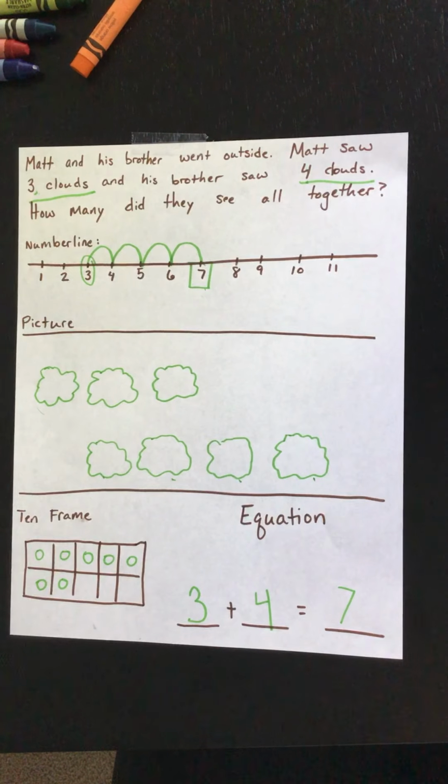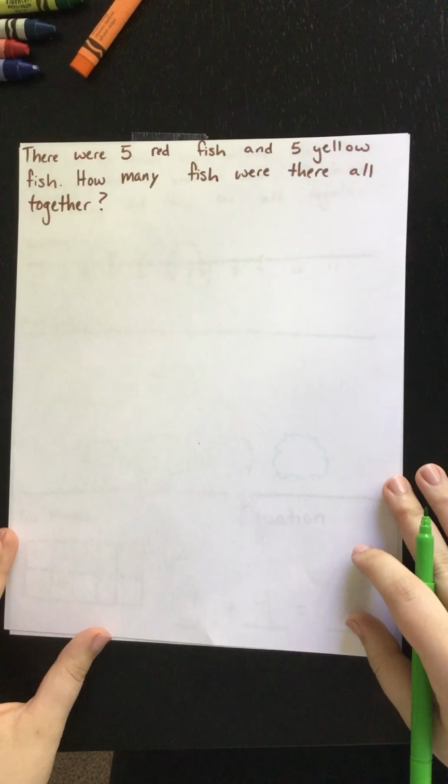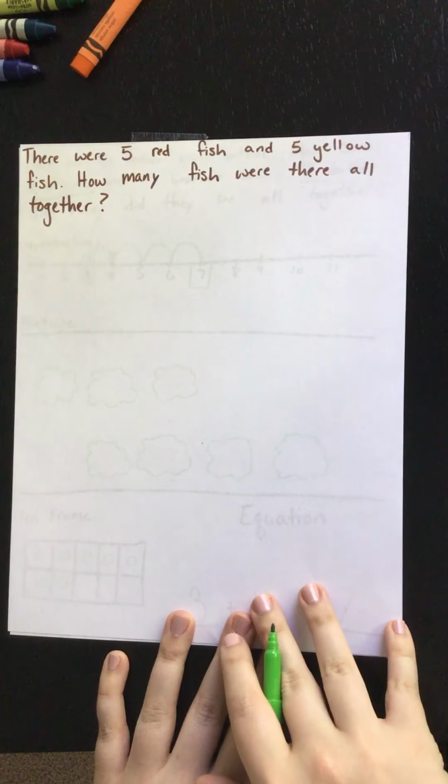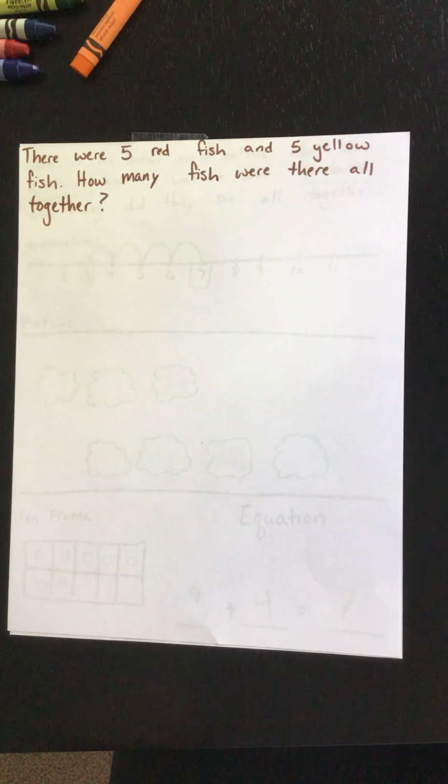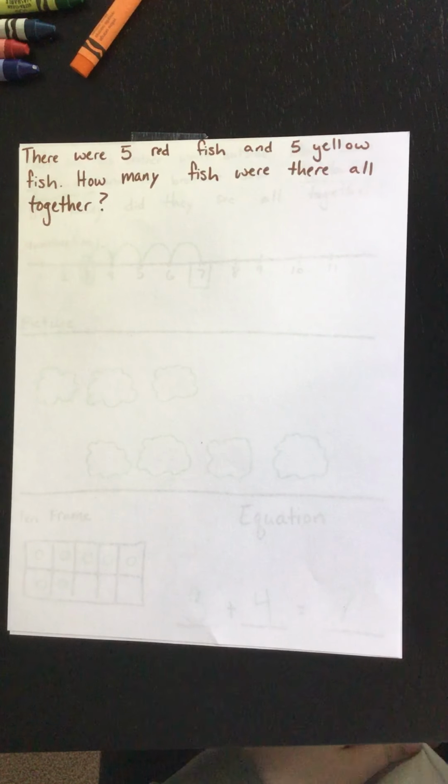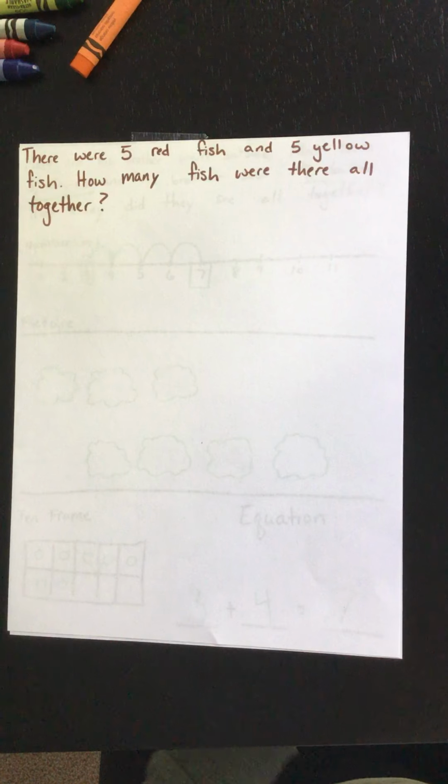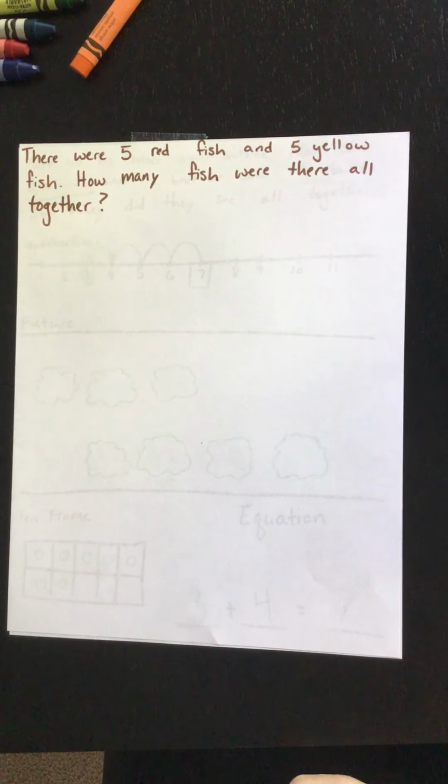Let's do another one. In this story problem, I haven't drawn my tools for how I'm going to do it, and this one I really want you guys to do it with me. So make sure you have a piece of paper or a whiteboard so that you can solve this problem with me. This one says, there were 5 red fish and 5 yellow fish. How many fish were there together? 5 red fish, 5 yellow fish. How many fish are there together?